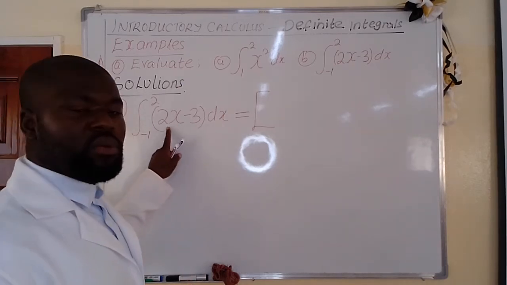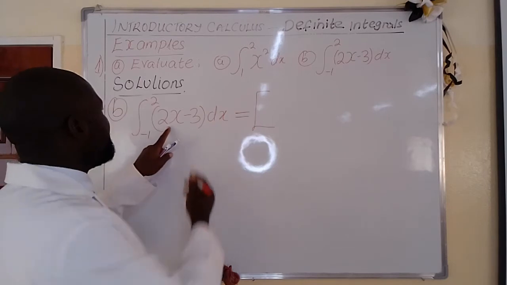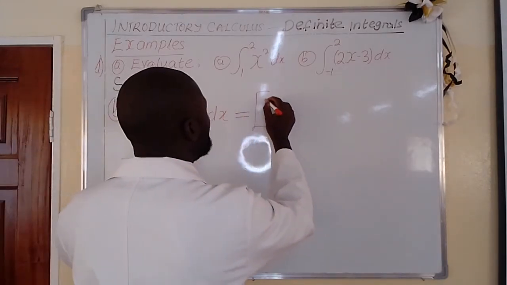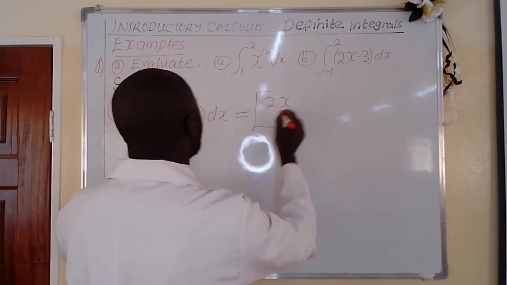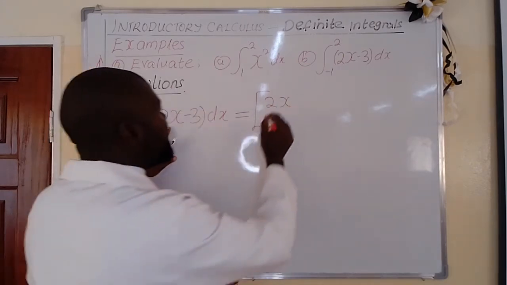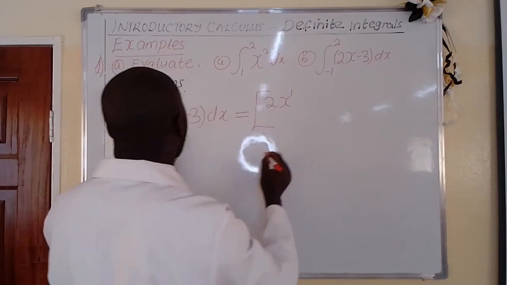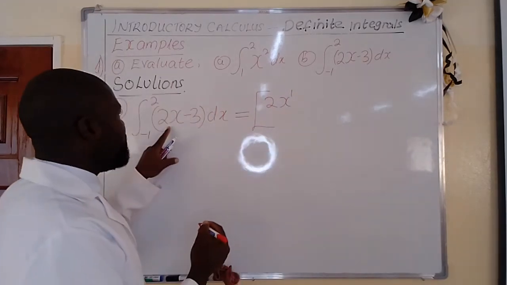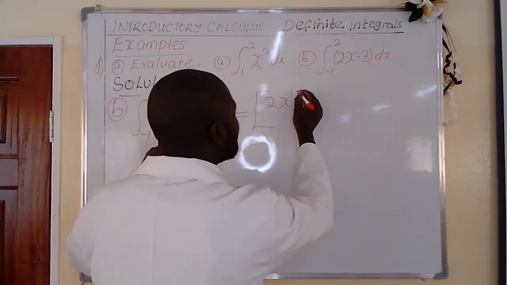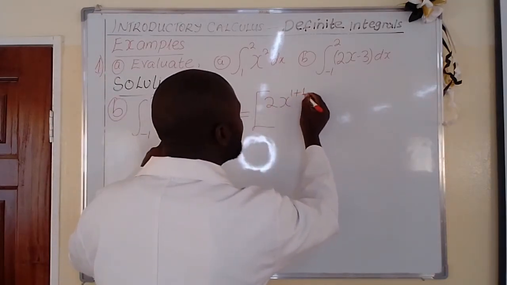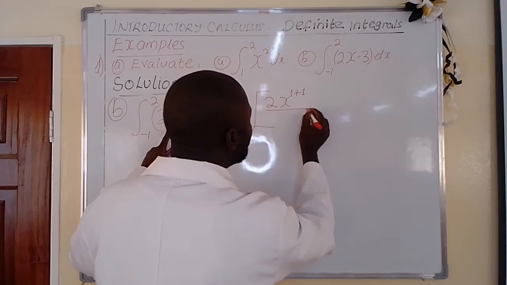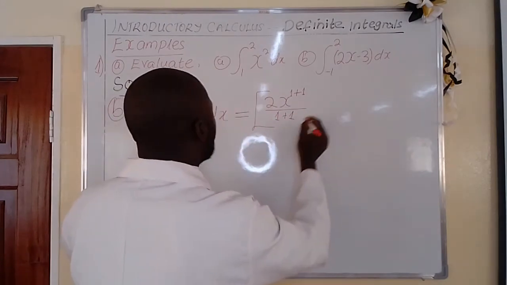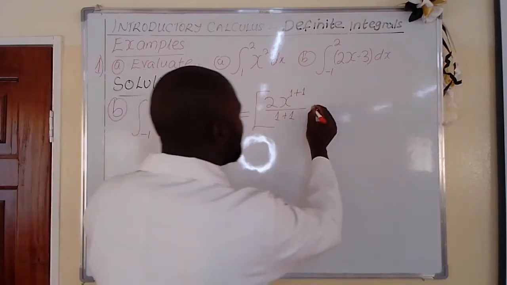Integrating by the rule, we shall look at the power. So you can see here we have 2x. The x has a power of 1. So according to integration by the rule, we add the 1 to the power. We divide by the new power. And we have the minus here.